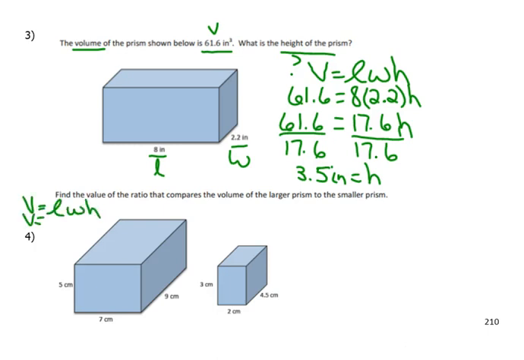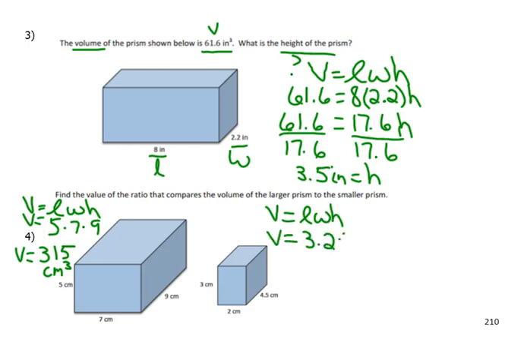LWH. So we have 5, 7, and 9. 5 times 7 times 9 gives me 315 centimeters cubed. The volume of the smaller is 3 times 2 times 4.5.